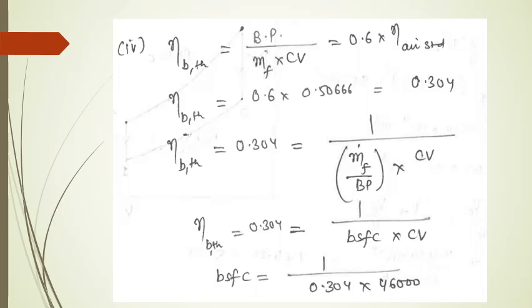Now brake thermal efficiency, which is equal to brake power upon mf dot into calorific value, is also equal to 0.6 into air standard efficiency. So the value of brake thermal efficiency comes out to be 0.304. Now we divide the formula expression for the brake thermal efficiency, that is its numerator and denominator, by brake power. So we get brake thermal efficiency equal to 0.304, which is equal to 1 upon BSFC into calorific value. So the value of BSFC comes out to be 1 upon 0.304 into 46,000.